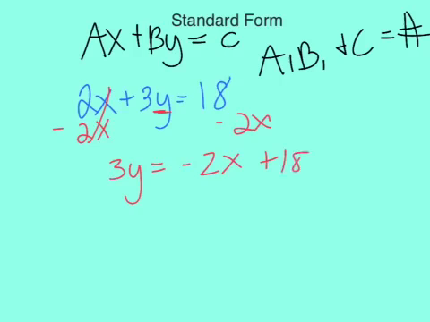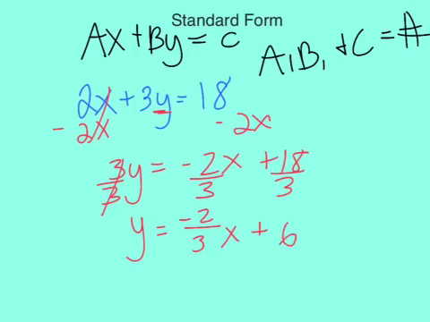I chose to put the negative 2x first because in slope-intercept form, it's always mx plus b. So your negative 2x represents your mx. Divide everything by 3, because I want to get y by itself. I then have y equals negative 2/3 x plus 18 over 3 gives you 6. And now you are in slope-intercept form.